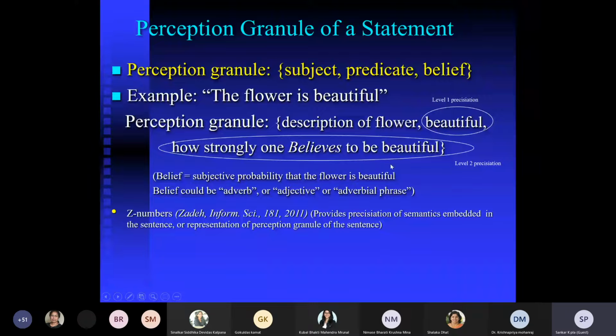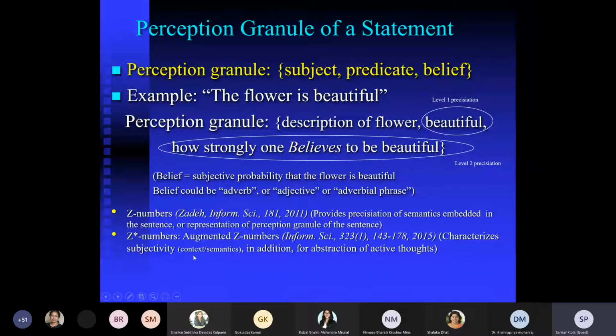And here comes the significance of the Z number, as explained by Professor Zadeh in 2011. It provides precision of semantics embedded in the sentence, precision of semantic messages, or representation of the perception granule of the sentence. And we have defined Z star numbers, so augmented Z numbers, in 2004, by one of our former PhD students, now a faculty member at IIT Jodhpur, Romi Banerjee, which characterize the subjectivity, that is context, semantics, in addition to what the Z number says.